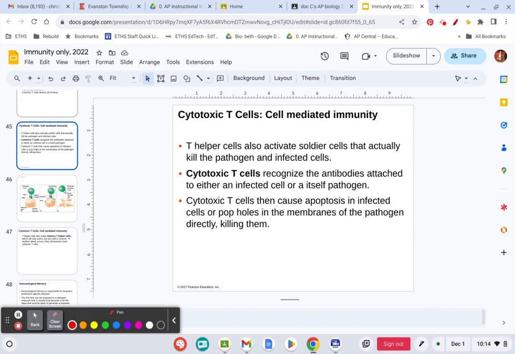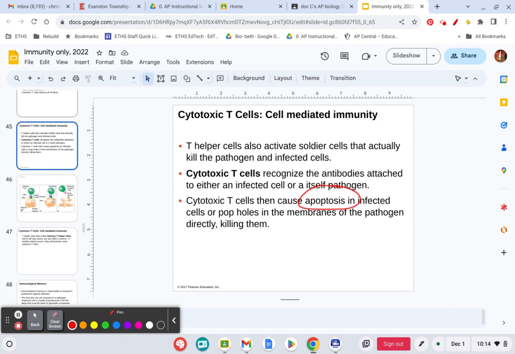We haven't talked about that yet, have we? No. So apoptosis is programmed cell death. It's basically telling the cell, you need to kill yourself right now. Because in some cases, the cell is infected, it's beyond repair, and it needs to be eliminated. If it's not eliminated, that infection will continue to spread.